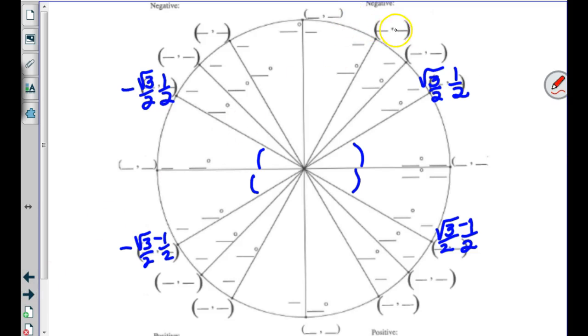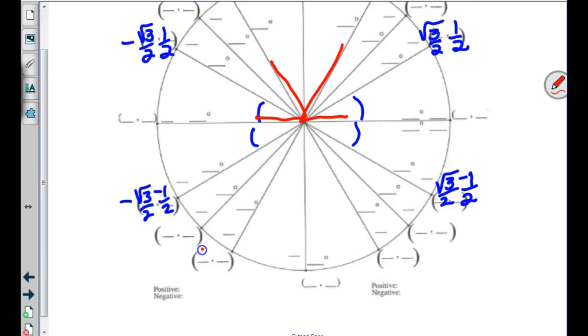Well, over 1/2 and up a square root of 3 over 2 is 60 degrees right there. Over here is the same thing. It should reflect. If I fold my paper in half, it should match up. 1/2, square root of 3 over 2. But this time I went left.